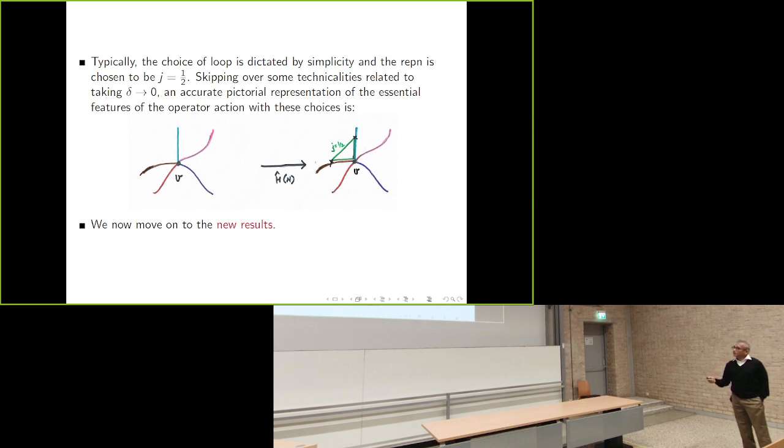So here, I home in on one of the vertices where the Hamiltonian constraint is going to act. And typically what happens is that the choice of loop is dictated by simplicity, and the representation of the loop is taken to be j equal to half. So skipping over some technicalities which are related to taking this delta going to 0 limit, an accurate pictorial representation of the essential features of this operator action with these choices is as follows.